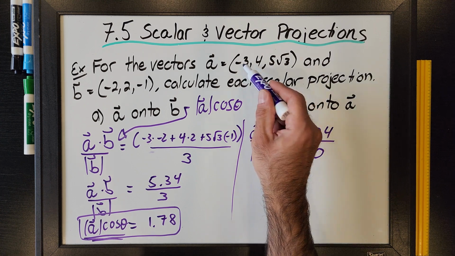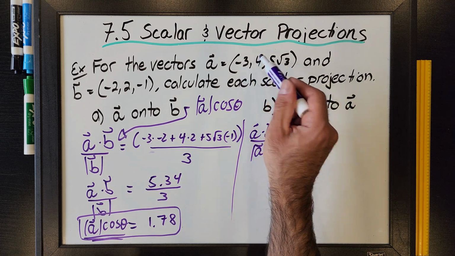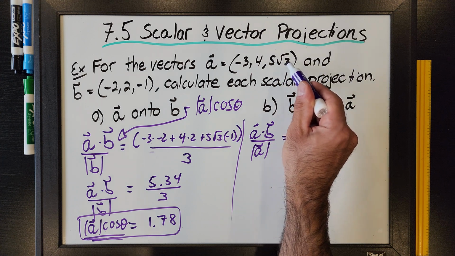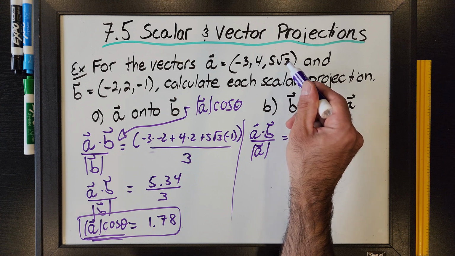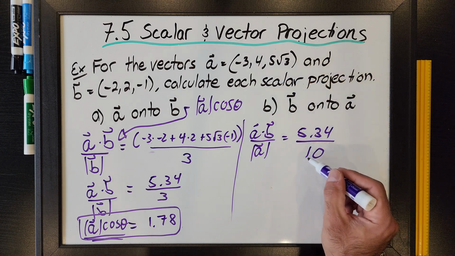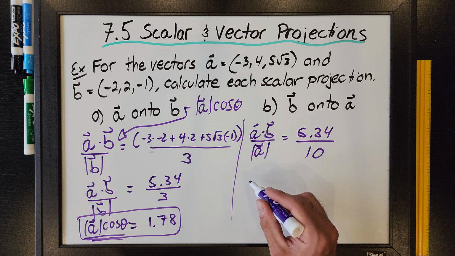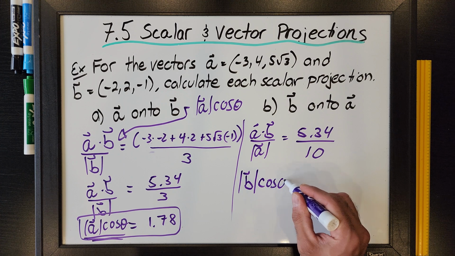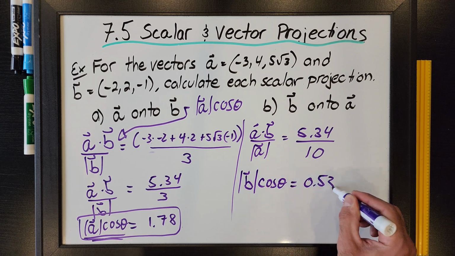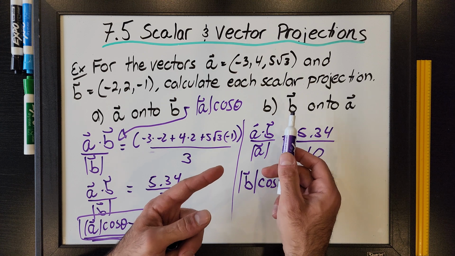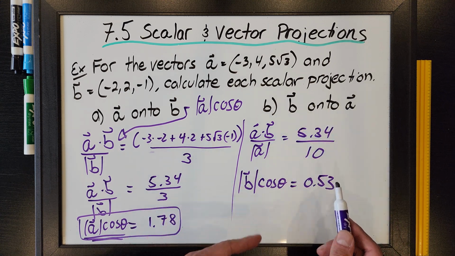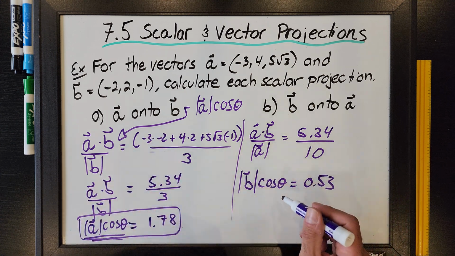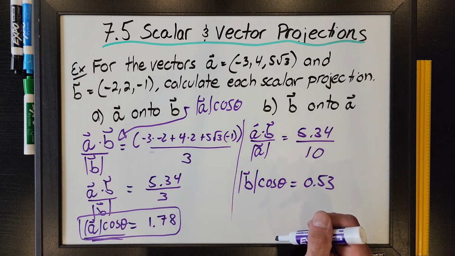Okay, I have 9. So negative 3 squared is 9, plus 16, plus 5 root 3 squared, which is 25 times 3. Okay, and that's going to give me 100. Square root of 100 is 10. So I can say that B cos theta is equal to 0.53. Okay, so the projection of B onto vector A is going to be 0.53 in terms of the magnitude of that vector. Again, we don't know the direction yet, but that's where we're going to get to next.